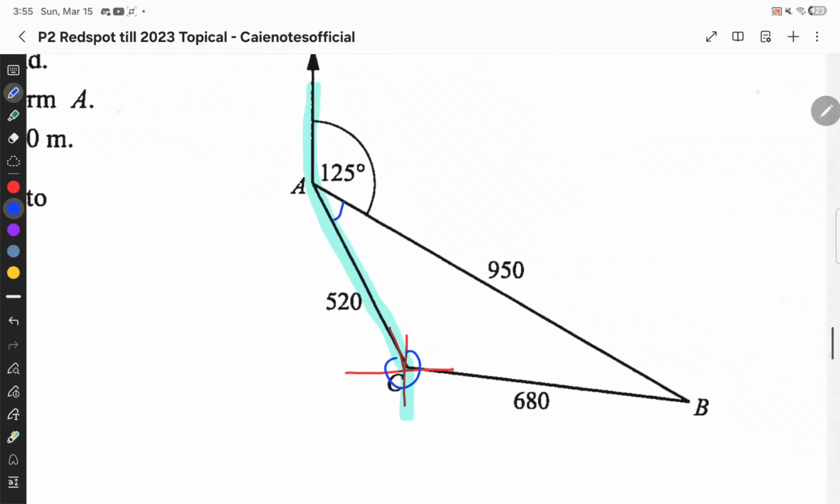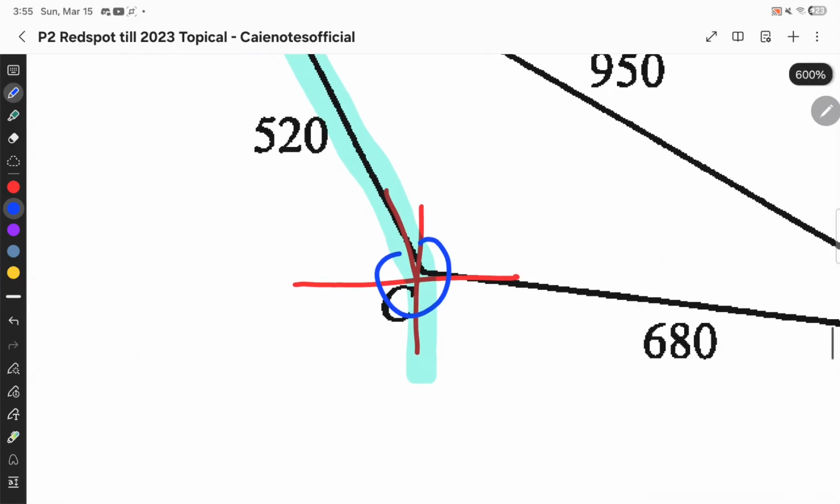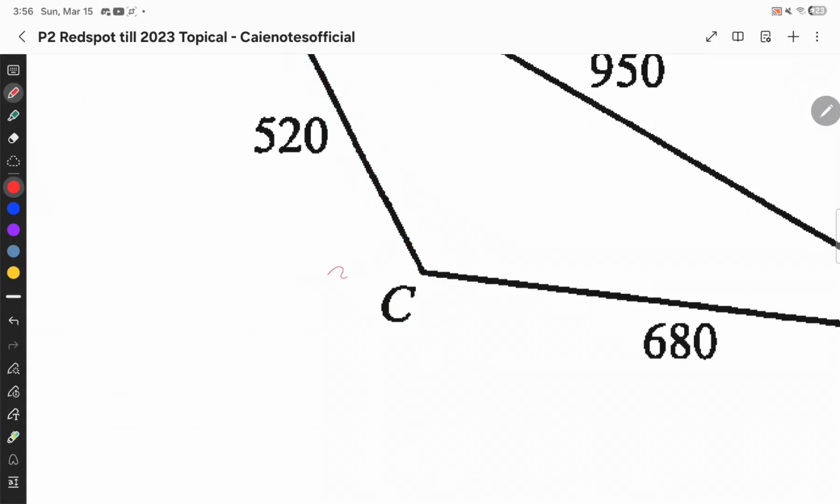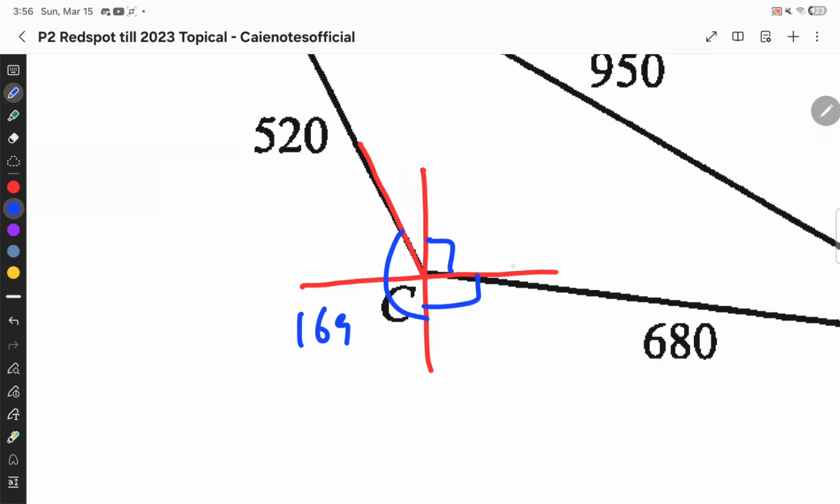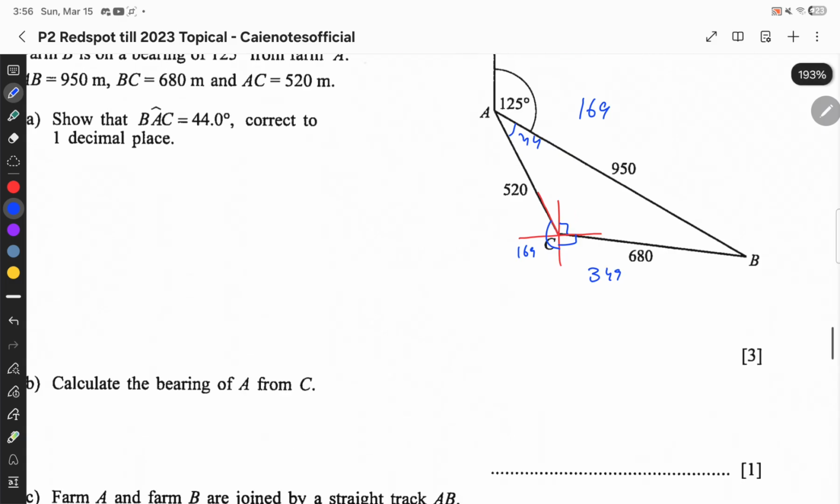So we know this is 44 degrees. 125 plus 44 is equal to 169. Nice. And so this big angle over here is 169. So let's make this a bit cleaner. This big angle will be 169, and then we do 90. So this is 90 plus 90 plus 169 is equal to 349. Okay, and that is our answer.